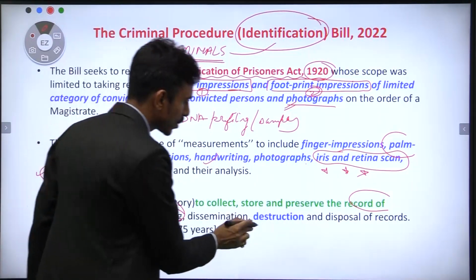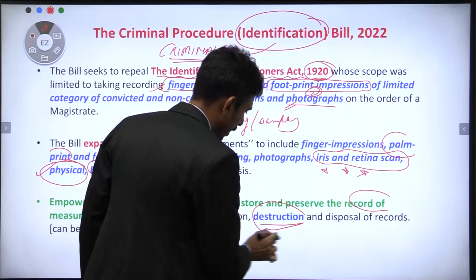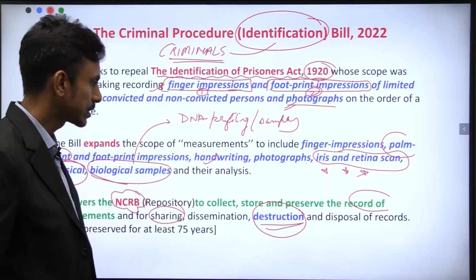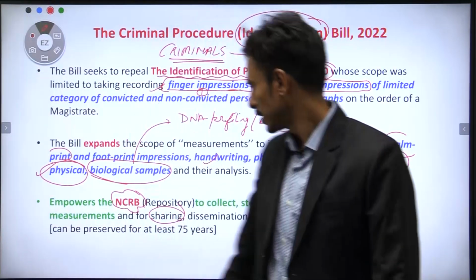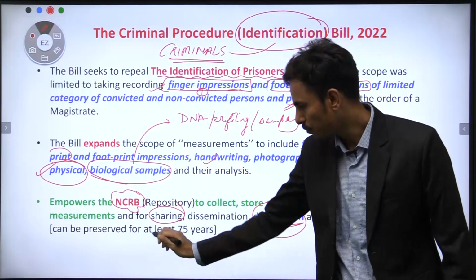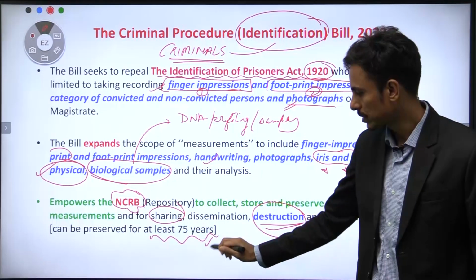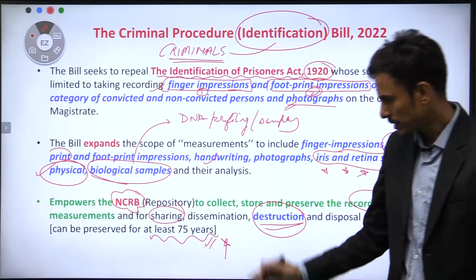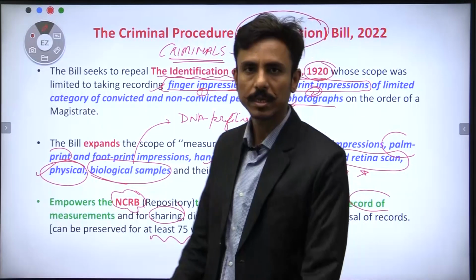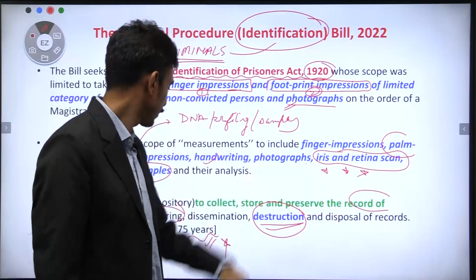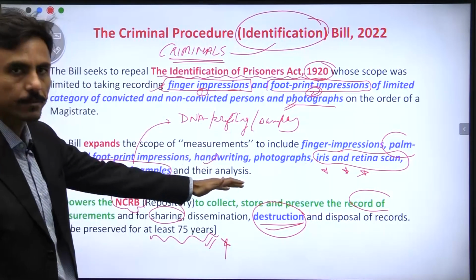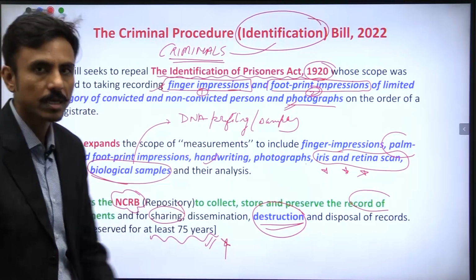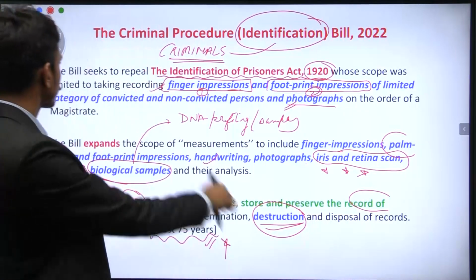At the same time, it would also have the power to destroy these samples when it is required, correct? And it can be preserved for at least 75 years, right? So this is a timeline which is being decided by the government in the bill. That means the NCRB would be storing these details up to 75 years. I hope it is clear.